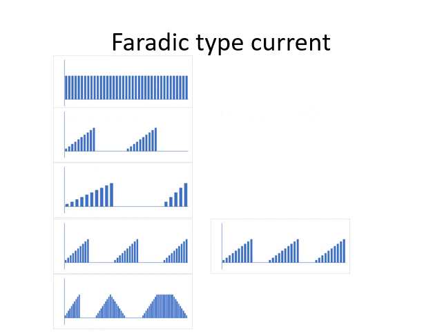So in this slide you can see the different modulations of Faradic type current. The first one on the top shows a continuous series of 1 millisecond pulses. You can see the gaps in between them.